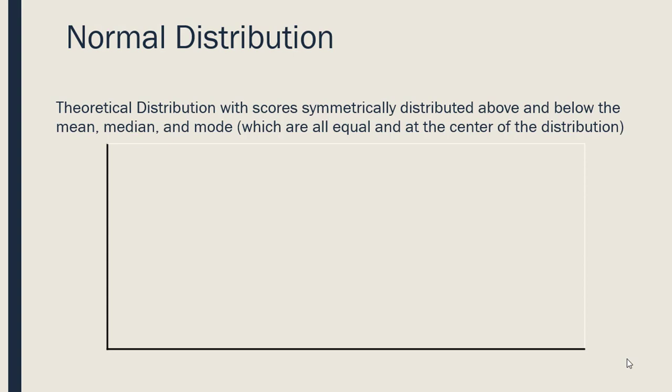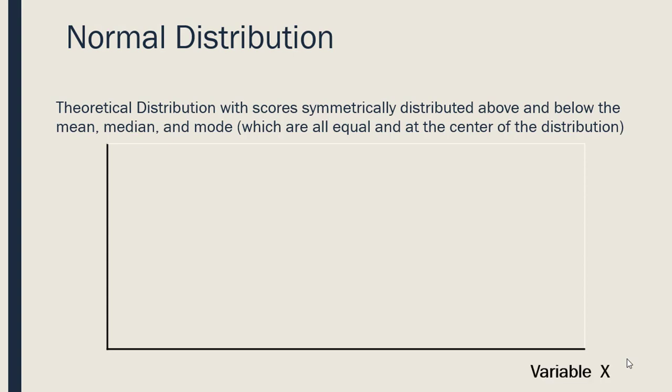To understand hypothesis testing, I first need to introduce the normal distribution and sampling distribution. The normal distribution is a theoretical distribution with scores symmetrically distributed above and below the mean, median, and mode. The mean, median, and mode are all equal and at the center of the distribution.